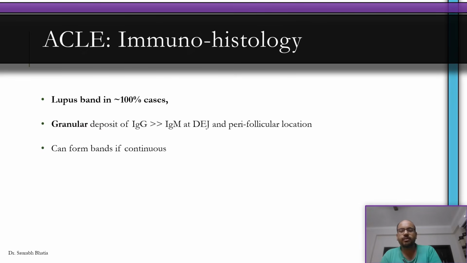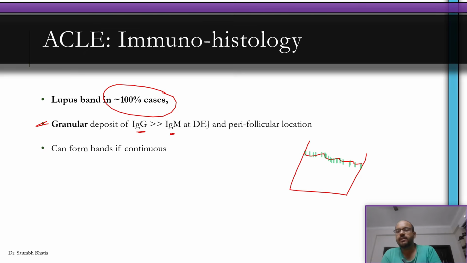In immunohistology, you will see the lupus band in about 100% of the cases. So in nearly all of the cases, you will see lupus band positive if you take it from a lesion. It presents as granular deposit of IgG more than IgM at the dermoepidermal junction and the perifollicular location. So if we have a biopsy and this is the dermoepidermal junction, you will see the granular deposits like this, okay, granules. But if it is significant, it can even form like a band. Clear? Let's move forward.